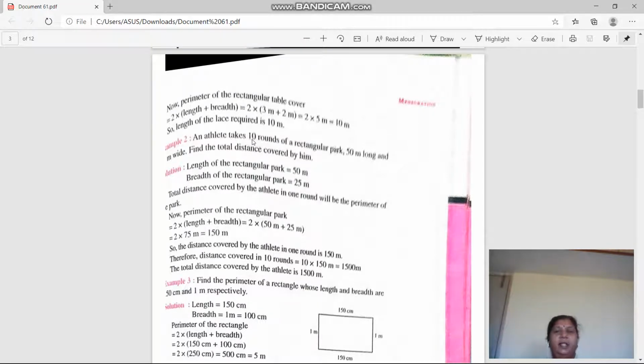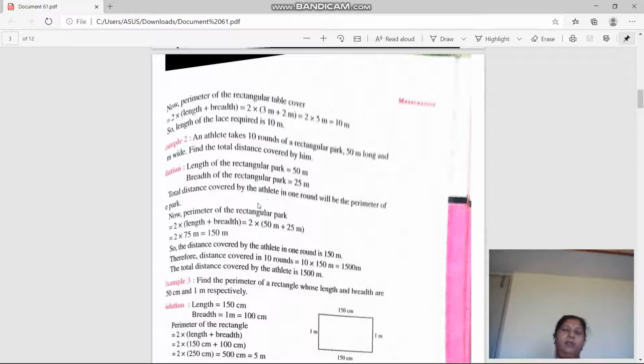An athlete takes 10 rounds of a rectangular park, 50 meter long and 25 meter wide. Find the total distance covered by him. First of all, we calculate the perimeter of the rectangular park. The length of the rectangular park is 50 meter. The breadth is 25 meter. Now, the total distance covered by an athlete in one round. When the athlete completes one round, he covers the total distance around the park. That means it is the perimeter of the rectangle.